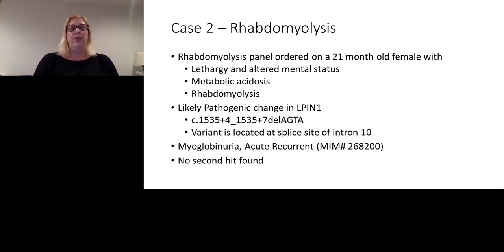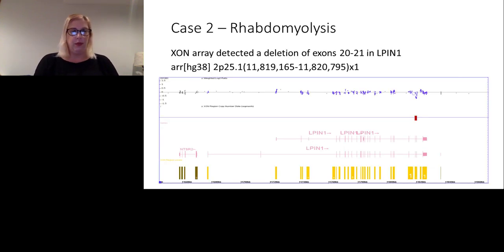Changes in lipin-1 are associated with acute recurrent myoglobinuria, an autosomal recessive disorder. And typically, individuals will either be compound heterozygotes or homozygotes for mutations in lipin-1. However, again, similar to our previous case, no second hit was found. This also includes a copy number by bioinformatic analysis. We then ran the sample on the exon array and detected a deletion of exons 20 and 21 in lipin-1. So this is two different cases now where an individual was identified to have a 2-exon deletion in a gene in a recessive disorder that was not found by next-gen sequencing or bioinformatic copy number analysis.